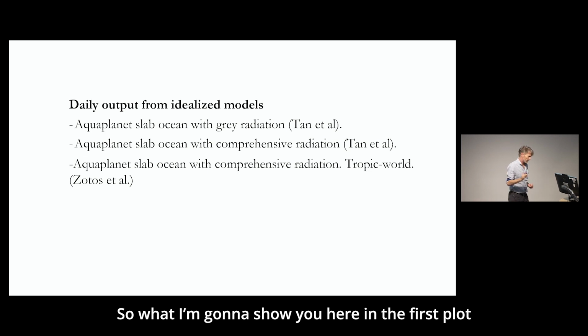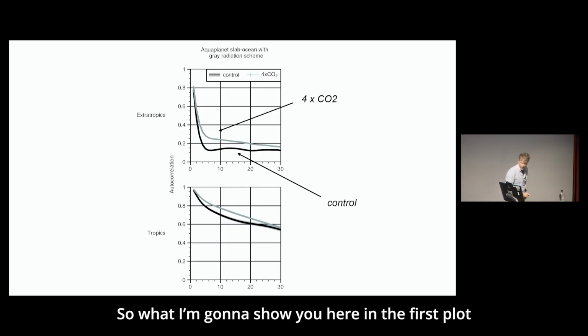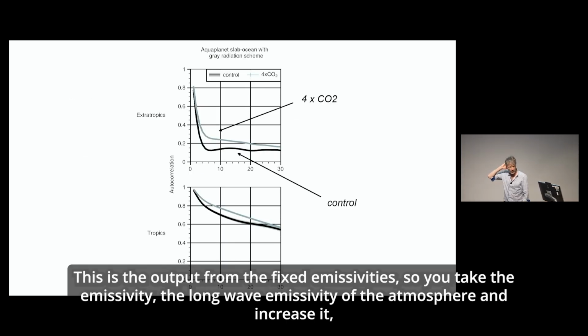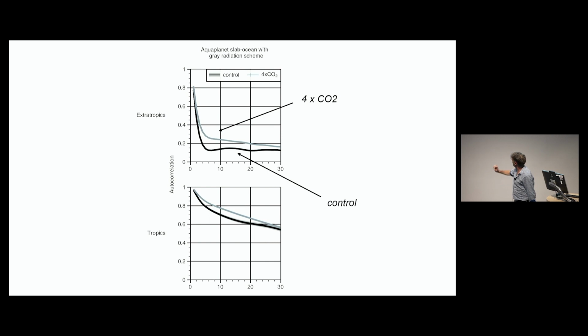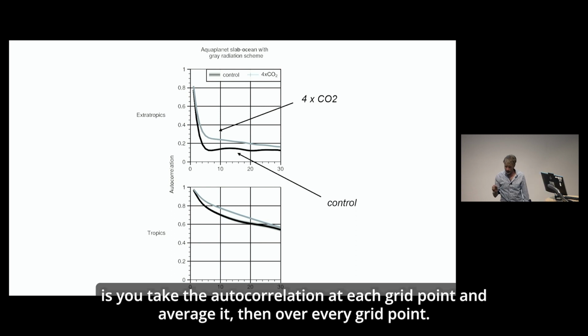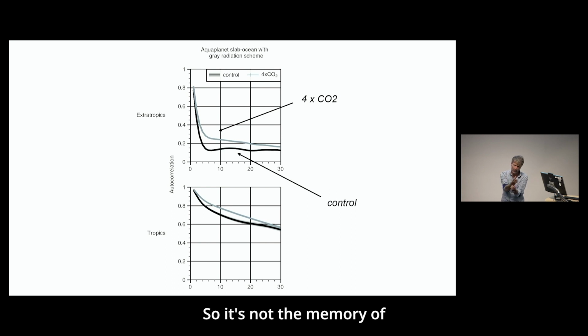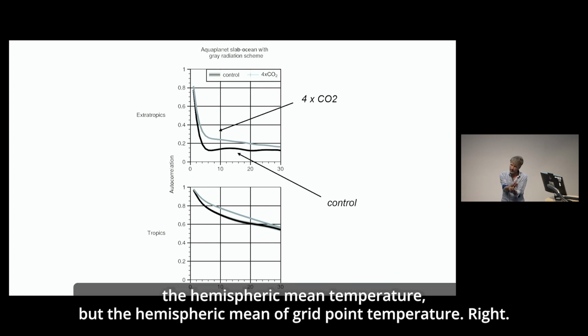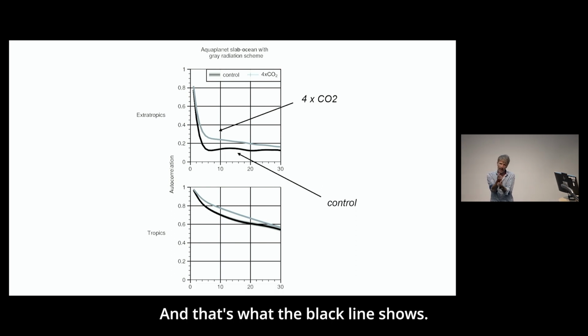So what I'm going to show you here in the first plot, this is the output from the fixed emissivity. So you take the emissivity, the long wave emissivity of the atmosphere, and increase it. And it's shown for the extratropics and then for the tropics. And the black line is you take the autocorrelation at each grid point and average it then over every grid point. So it's not the memory of the hemispheric mean temperature, but it's the hemispheric mean of grid point temperature, right? And that's what the black line shows.